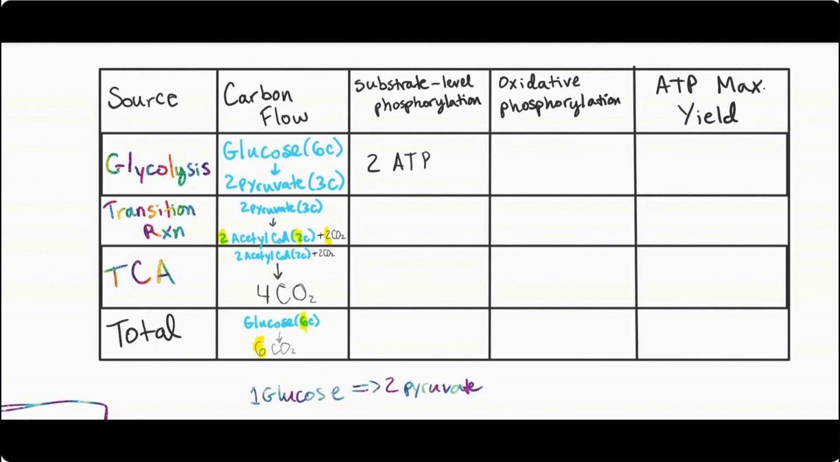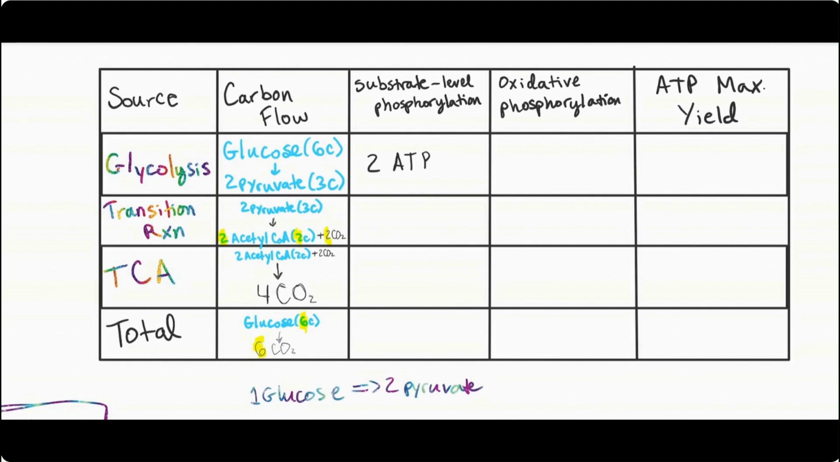Then in the transition reaction, we produce NADH, right? But we don't actually produce any direct ATP. NADH is an electron carrier, and so it has to go through the electron transport chain or interact with the electron transport chain in order for ATP to be produced. So no ATP produced directly from the conversion of pyruvate to acetyl-CoA.